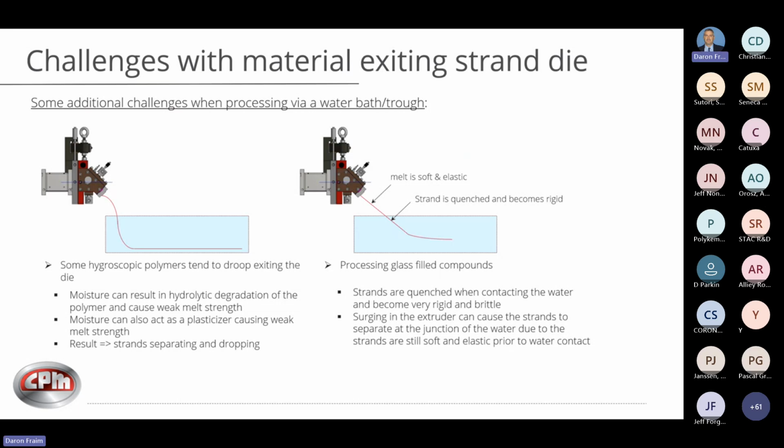I mentioned a little bit about glass-filled compounds. What happens is your melt is still soft between the die and the water trough, whereas once it hits the water there is quenching and embrittlement from the glass. Depending on the polymer, those strands can be quite fragile, so sometimes you might see a breakage or separation at that juncture.